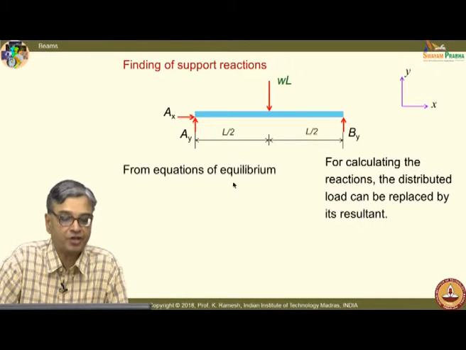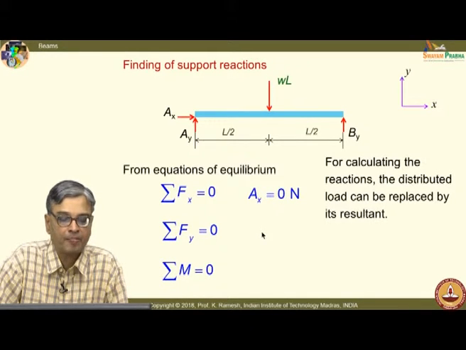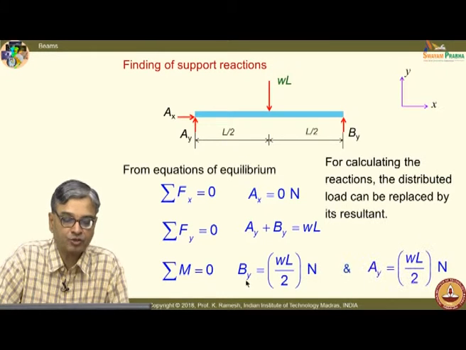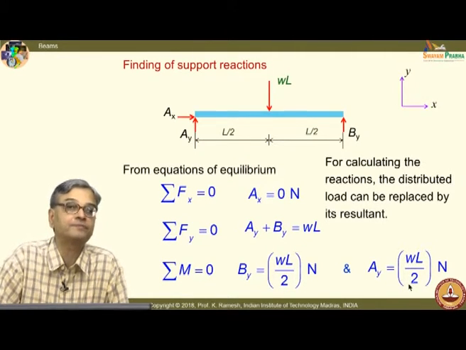From the equations of equilibrium, sigma Fx equal to 0 gives you Ax equal to 0, sigma Fy equal to 0 gives Ay plus By equal to WL, and sigma M equal to 0 gives By as WL by 2 and Ay as WL by 2.